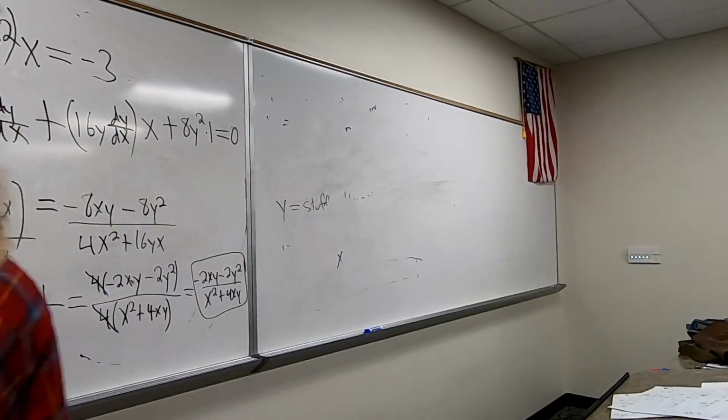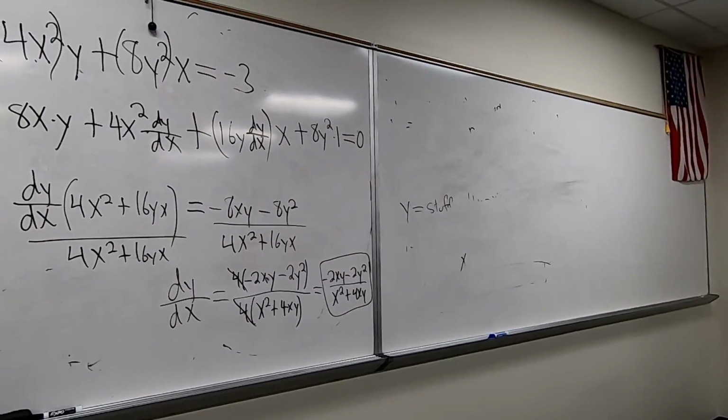So you start with the product rule, right? Derivative of the first times the second plus the first.